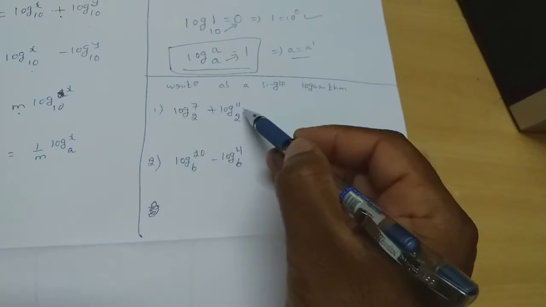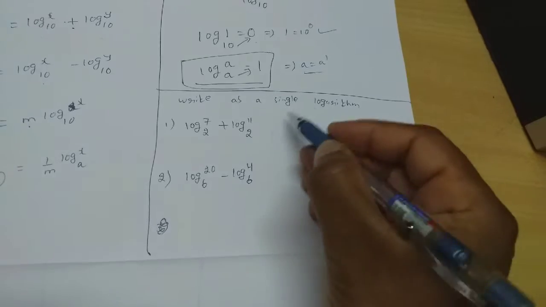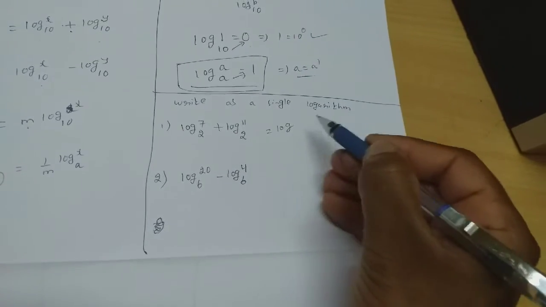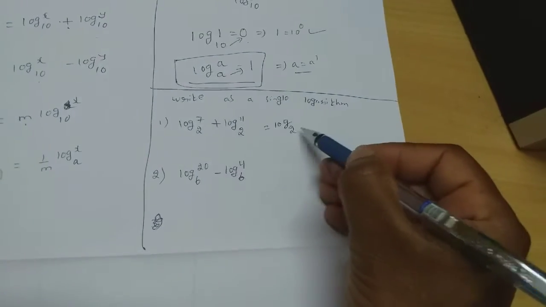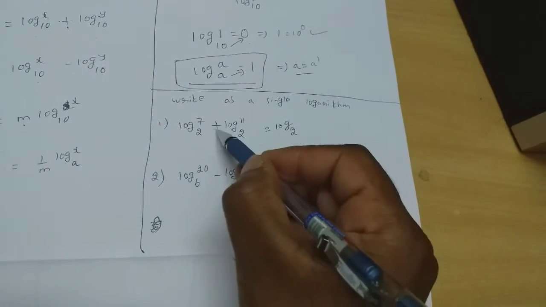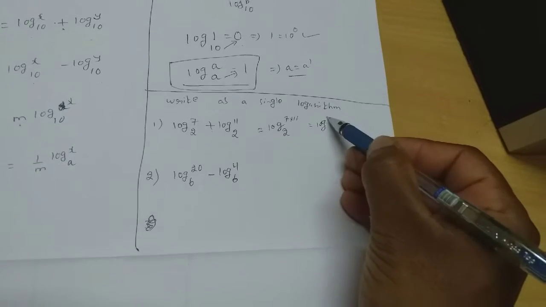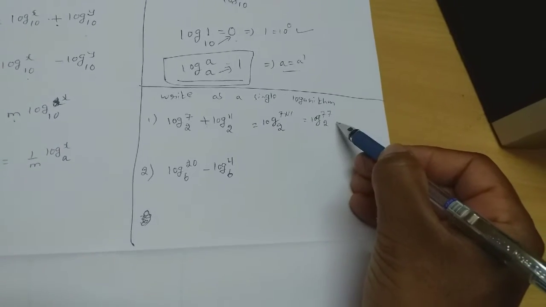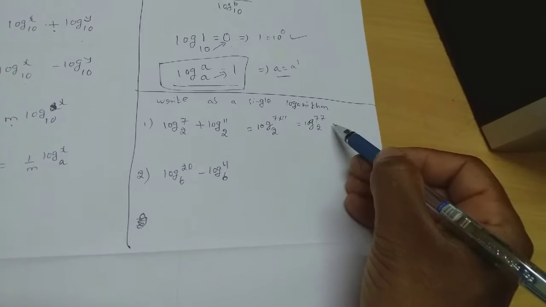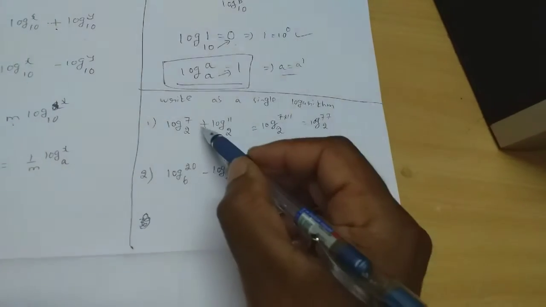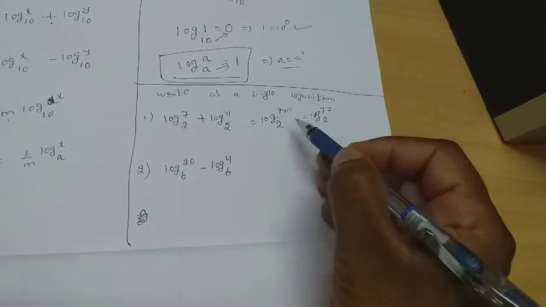If it is log 7 base 2 plus log 11 base 2, how can I write it as a single logarithm? Bases are same, right? Same. Here there is plus, so I need to multiply these two. So which will result in log 77 base 2. By the first formula of logarithms, when there is into, we need to add. If it is add, into.